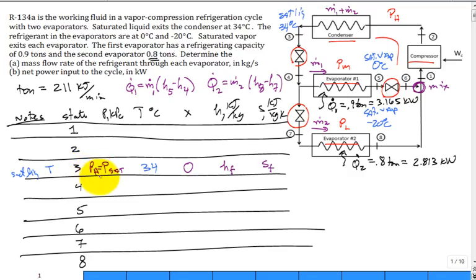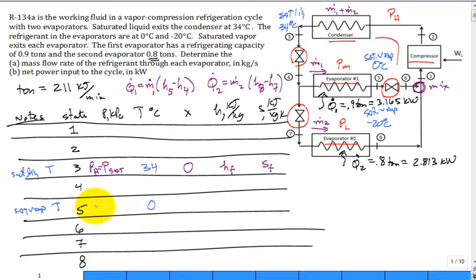Okay, what is the next state? Just trying to organize the information given in the problem statement that we know a lot about. Somebody over here. 4. She says we know something about state 4. Well, how about state 5? That's even easier, isn't it? So state 5, what do we know? That it's saturated vapor, and we know the temperature. So we put in, oh, it's 0 degrees C.